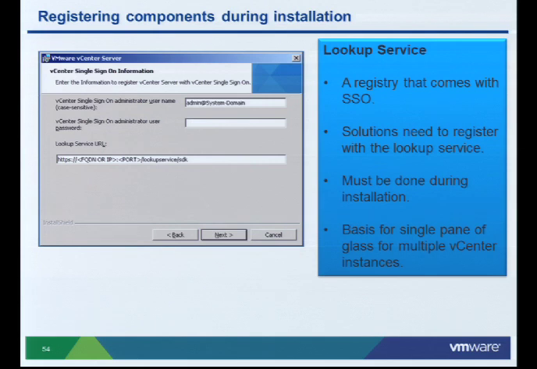And the way things work is, all of these solutions don't know directly about the endpoint of any other piece. So if vCenter wants to talk to the inventory service, it's going to ask the lookup service to give it an endpoint. That's how things find each other, and that's why it's very important that you are aware of this kind of stuff.